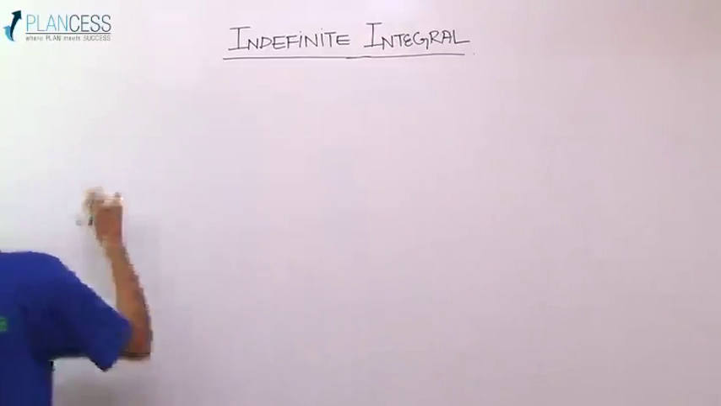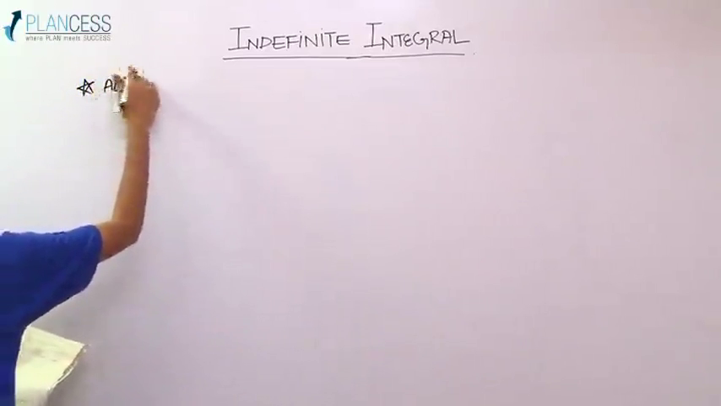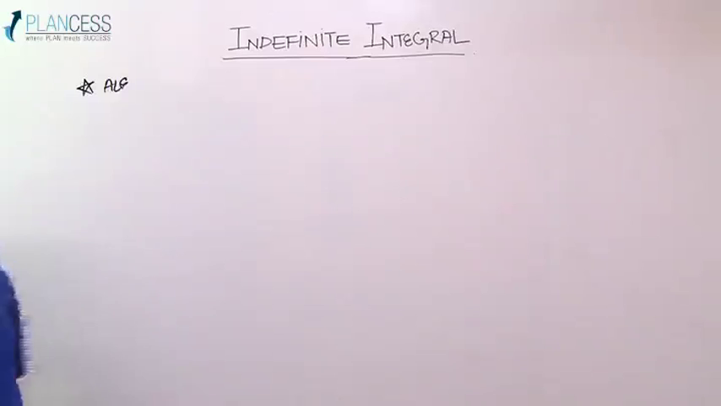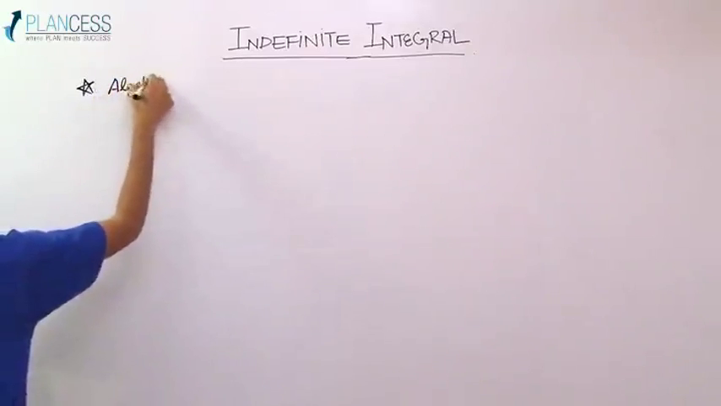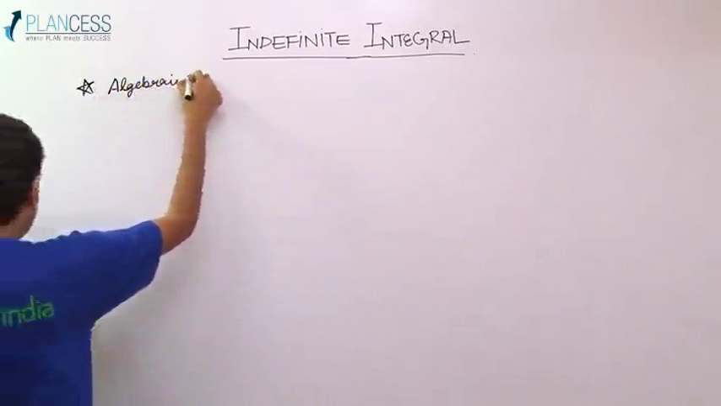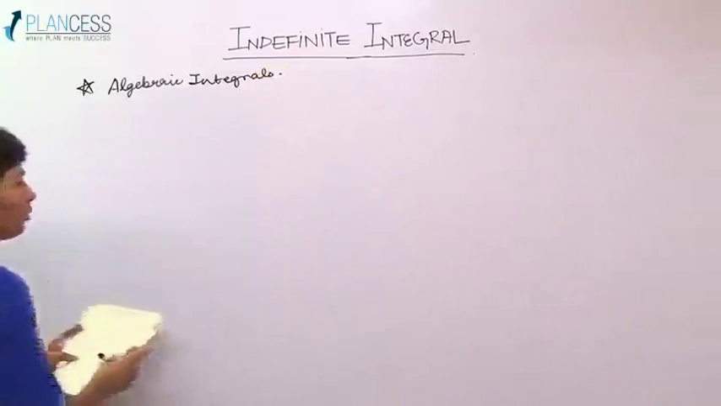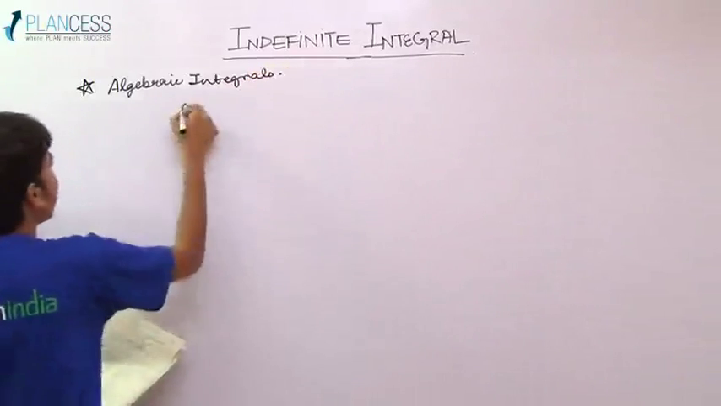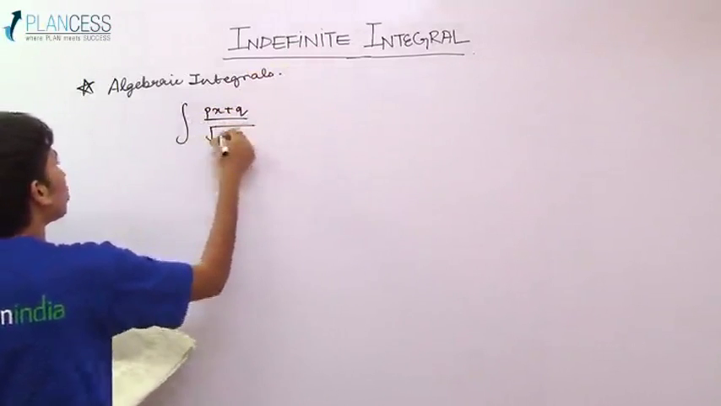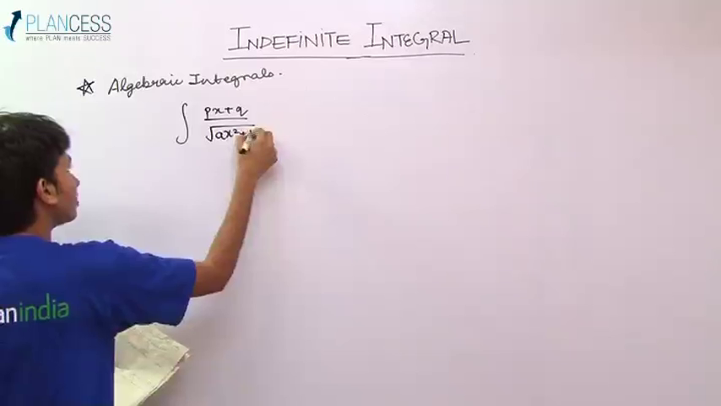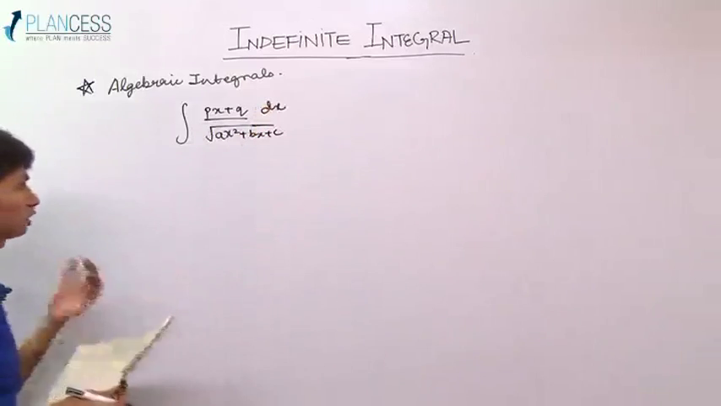So the next topic is algebraic integrals. In this I'm going to tell you that if a general form is like this, (px plus q) upon root of (ax square plus bx plus c) dx is given, what should be your approach?